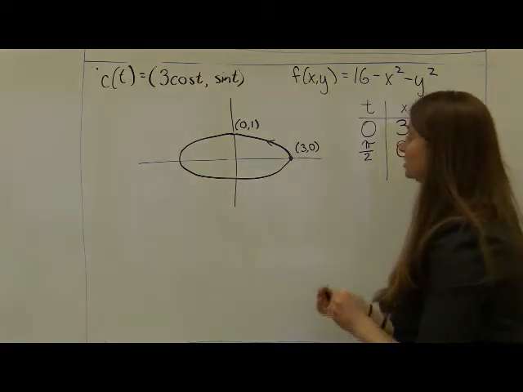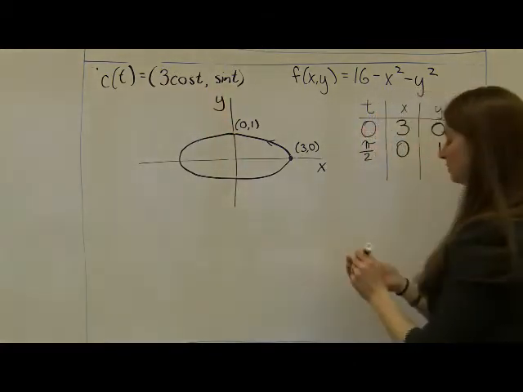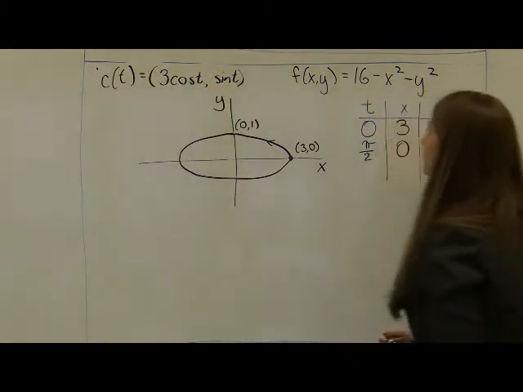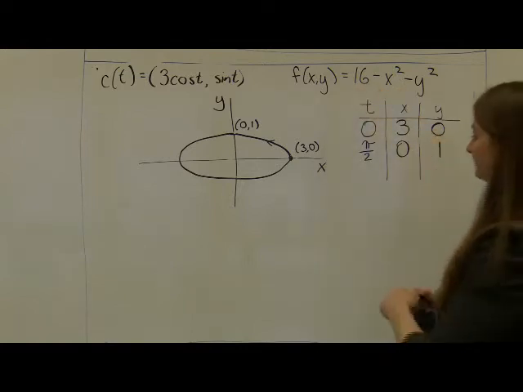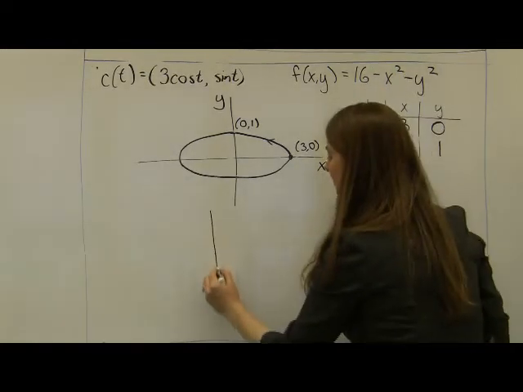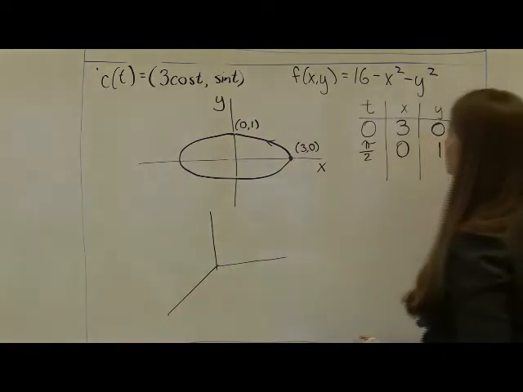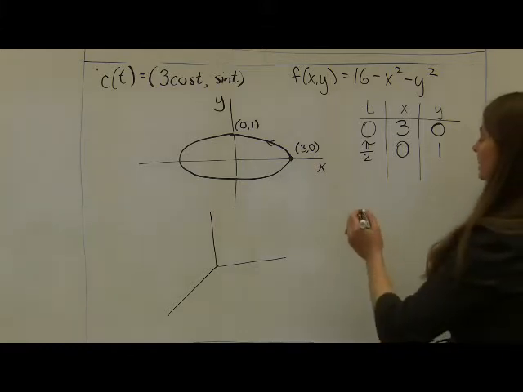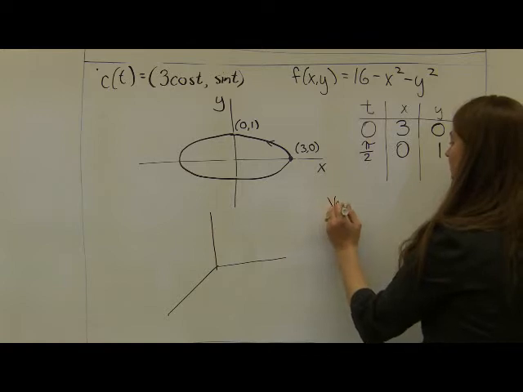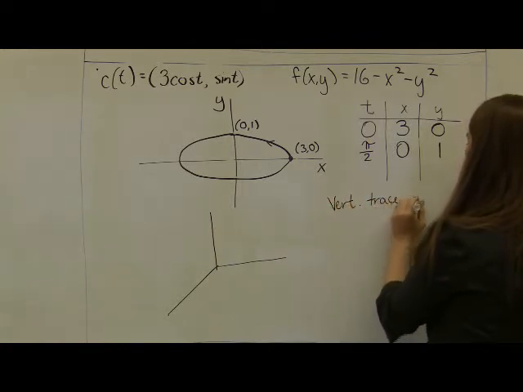However, this is just in the xy plane. The probe is also going to be traveling on a mountaintop. So let's consider what the graph of the mountaintop looks like. For this mountaintop, one of the best tools that we have for getting an idea of what's going on is to look at our traces. We can look at our horizontal and our vertical traces. To start off with, let's look at our vertical trace, where y equals 0.